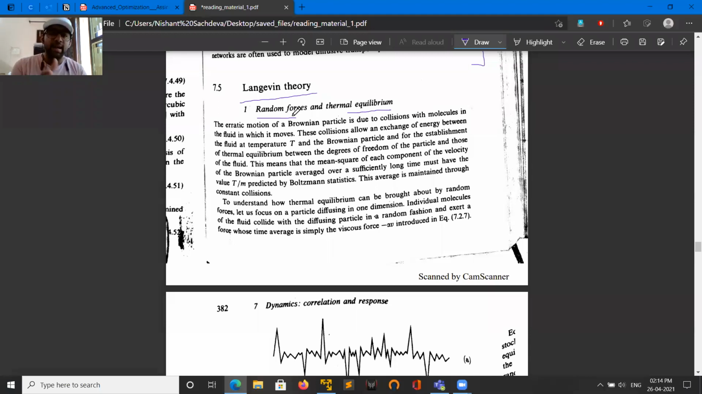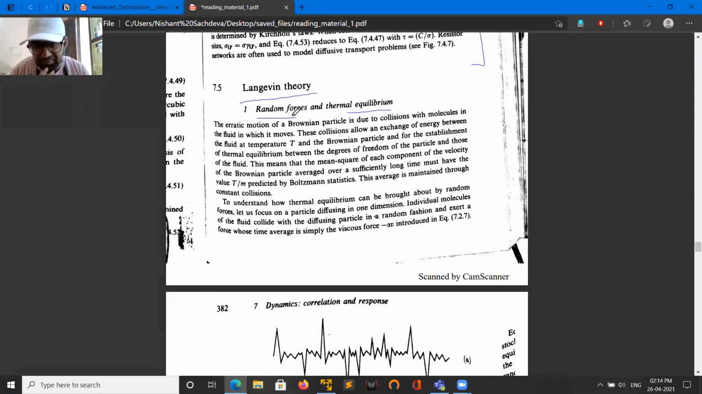Okay, so the erratic motion of a Brownian particle is due to collisions with molecules in the fluid in which it moves. In these collisions there is an exchange of energy between the fluid molecules, at temperature T, and the Brownian particle. A lot of collisions are happening, and ultimately what we want is thermal equilibrium between the various degrees of freedom.